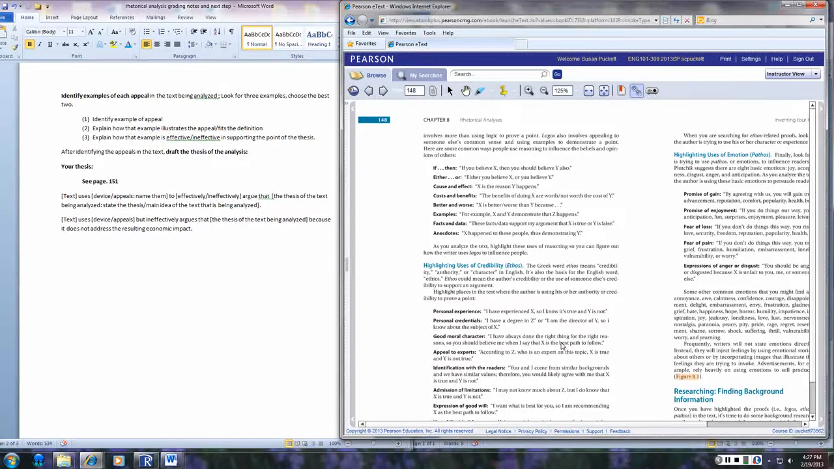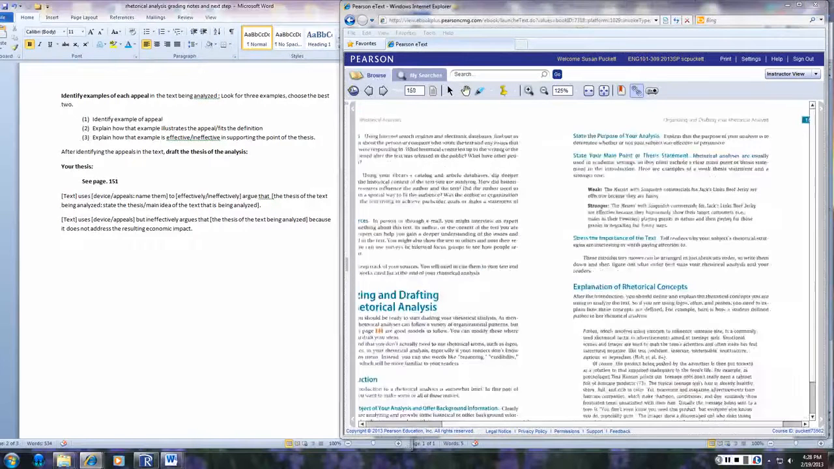And then you're going to draft the thesis of your analysis. Notice what your thesis looks like. In your textbook, there's an example on page 151. Let's look at that. Notice here, they give you an example. Here, I'm telling you sort of the formula.